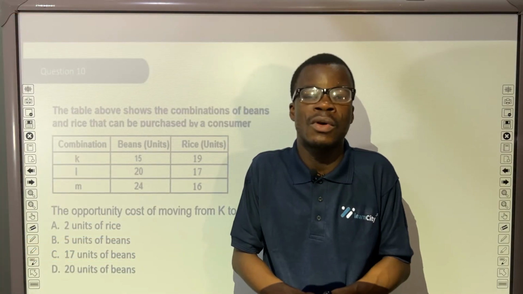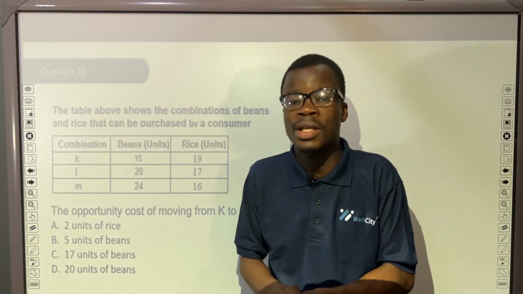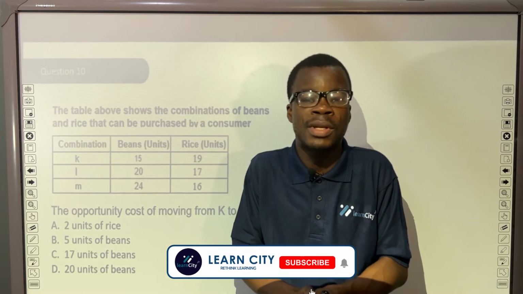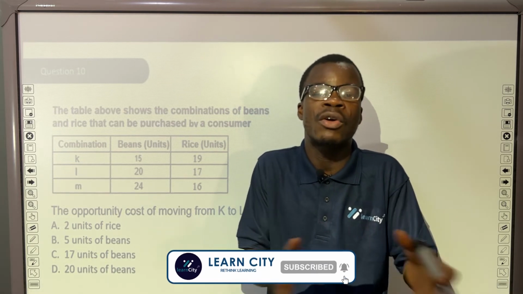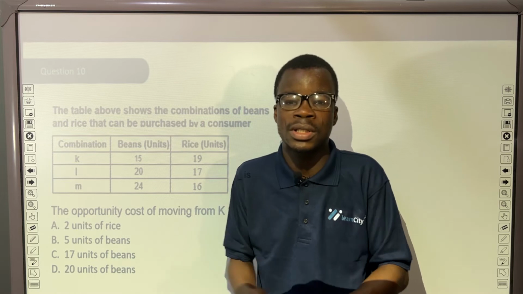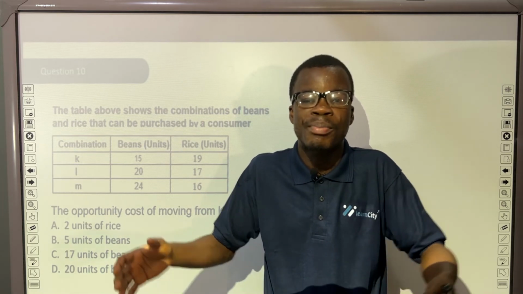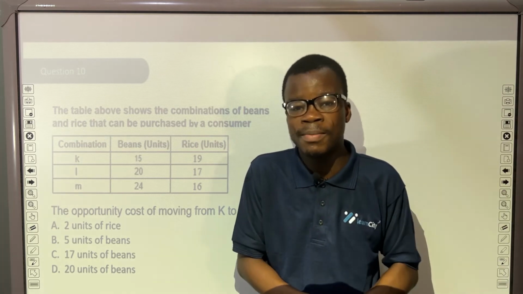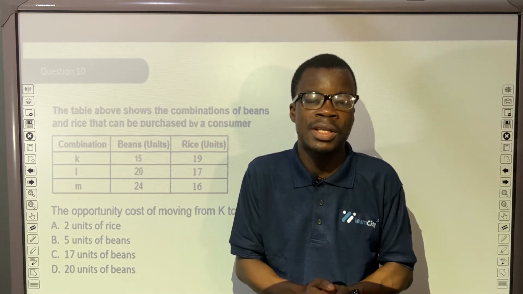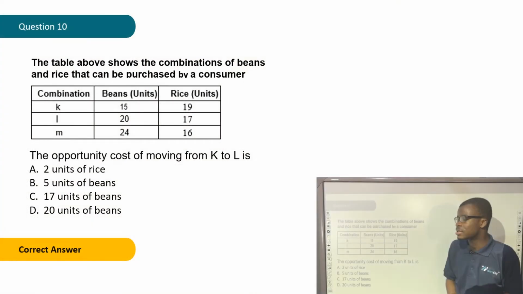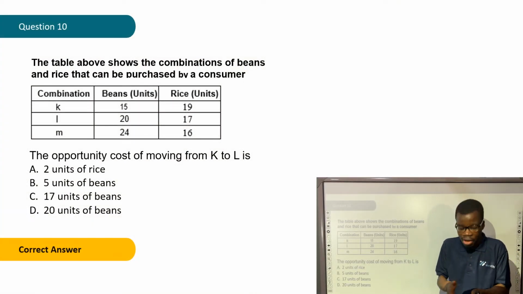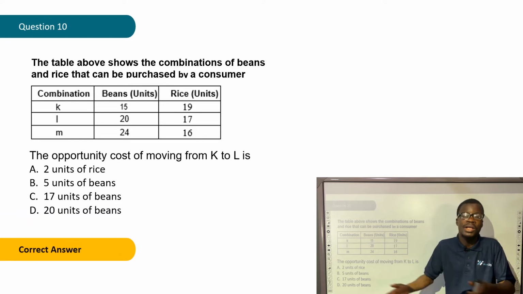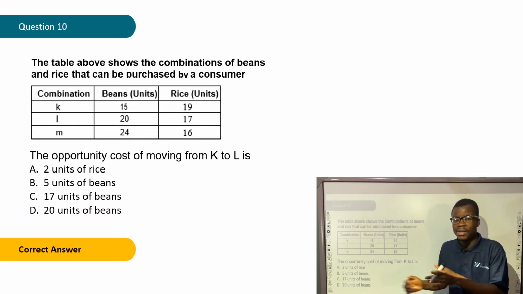Something we call in economics PPC, Production Possibility Curve, or Production Possibility Frontier. This actually looks at the combination of products or commodities that can be produced at the same time. Don't forget that's production. We call it PPC, or Production Possibility Boundary. But in this case, this question is dealing with a consumer, a customer wanting to make a choice in the combination of two commodities, rice and beans.